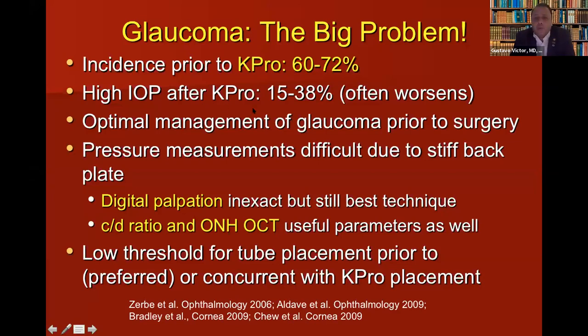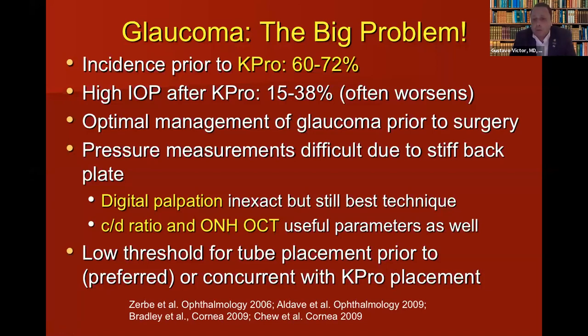And the higher the pressure, the worse it often is. So for optimal management of glaucoma, as I told you, it is much more difficult, because the tissue is different, and all the parameters that you use to measure IOP in a normal patient are not the same in this kind of patient. With different tissue, the measurement is not reliable.